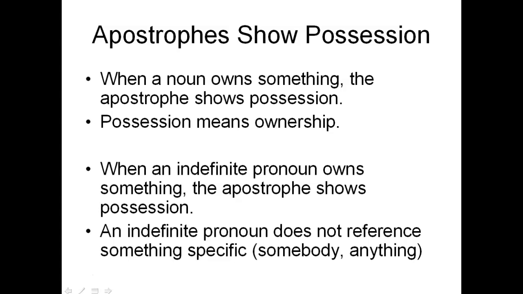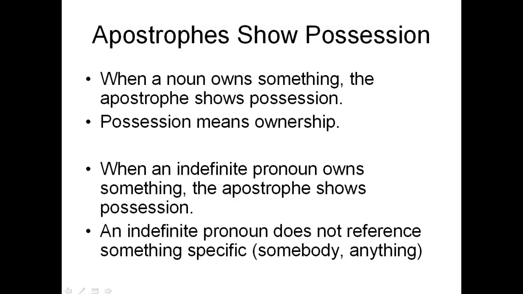So let's take a look at the rule. When a noun owns something, the apostrophe helps to show that possession. And possession means ownership. It means that the noun is the owner of whatever the thing is in that particular sentence.